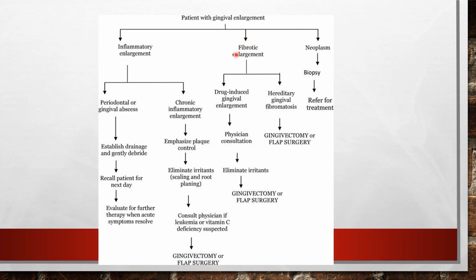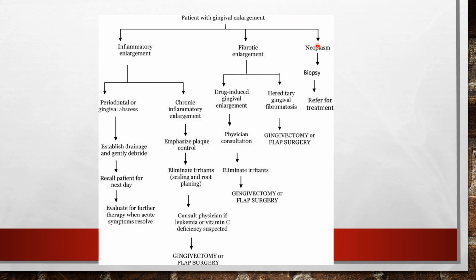Next comes the fibrotic gingival enlargement. You can see it mostly in drug-induced gingival enlargement and hereditary gingival fibromatosis or idiopathic gingival enlargement. For the drug-induced type, the causative factor is the drug being used. So you can go for physician consultation, and the local irritants should be removed by scaling and root planing. Even after scaling and root planing and substitution of the causative drug, they can go for gingivectomy or flap surgery if needed. For hereditary gingival fibromatosis, because of the increased fibromatous content, they can go straight away for gingivectomy and flap surgery for aesthetic purposes.